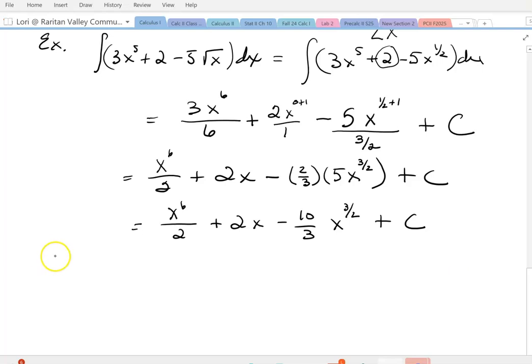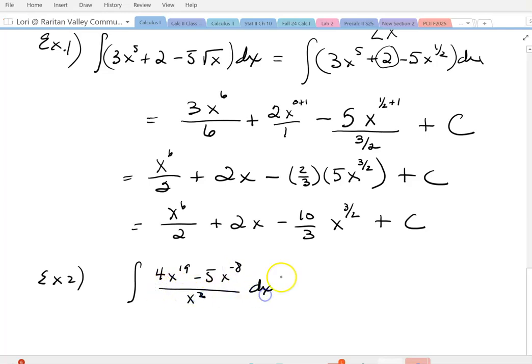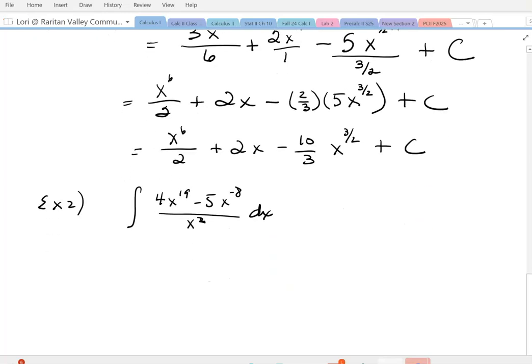A couple things to note. If you have, throughout the rest of this course, and more specifically through the first half of your Calc 2 course, you're going to learn all sorts of rules to help you integrate certain functions.